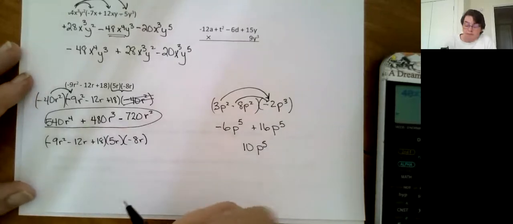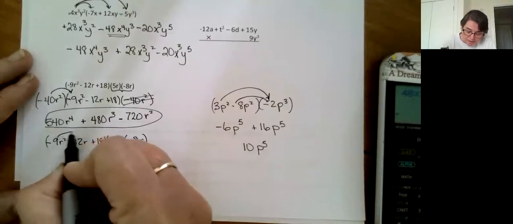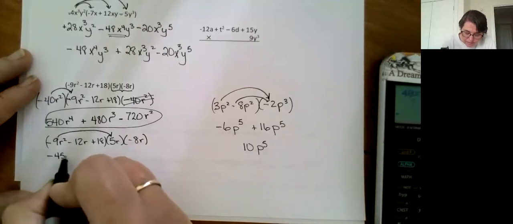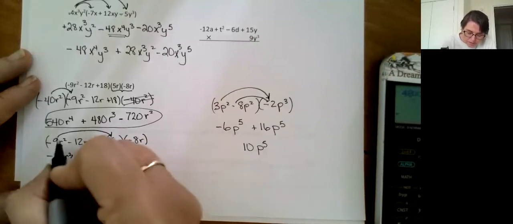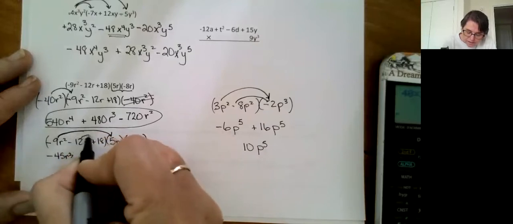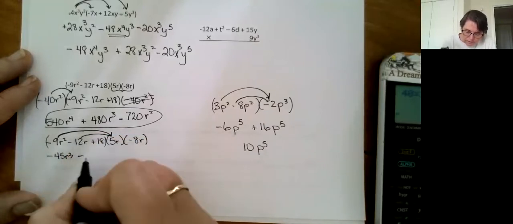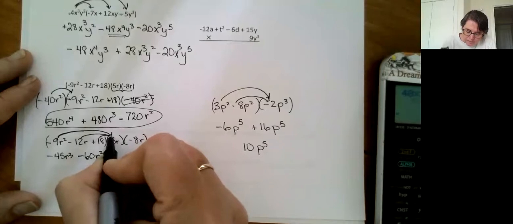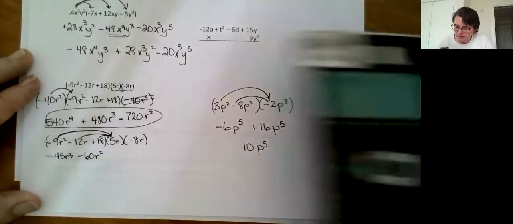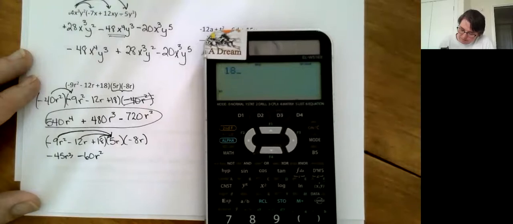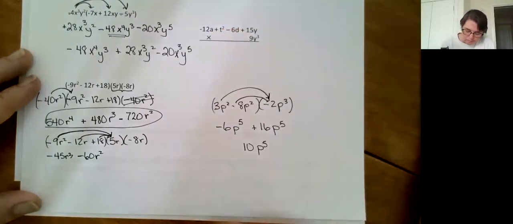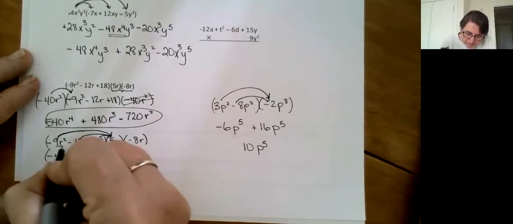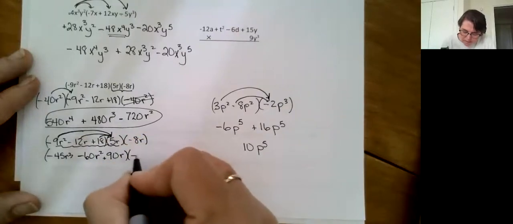All right, order of operations. It says you do multiplication left to right. So here we go. -9 times -5 is -45 r squared, p cubed. And then it's this one. -12 times 5 is 60 r squared. And 18 times 5 should be, oh, better check, I think it's 90. So I multiplied these two first. Now I'm going to multiply that by -8r.